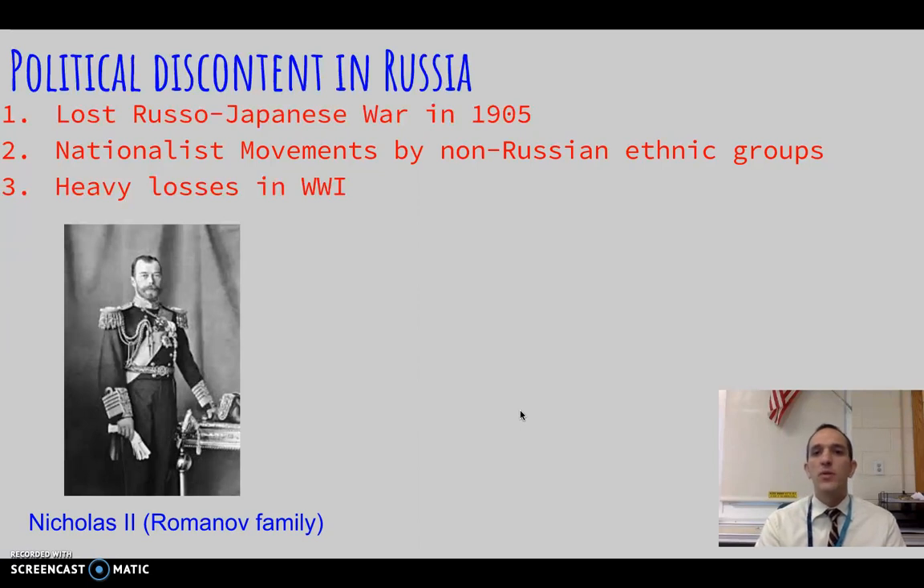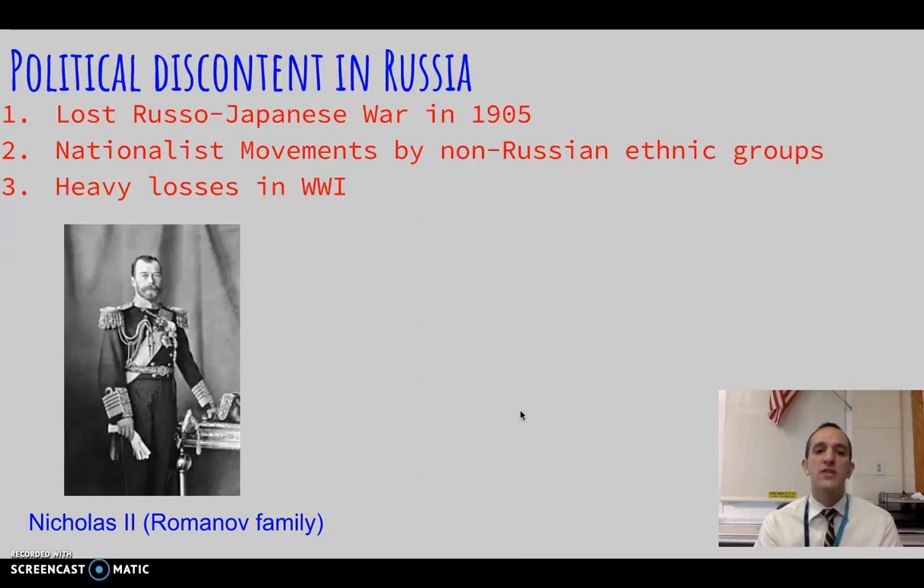So, for example, people who consider themselves to be Georgian are living in the empire, and as people are getting their independence in Eastern Europe, they're saying, why are we part of Russia when we're our own people? So they have that to deal with. Also, as World War I starts, Russia suffers heavy losses in World War I.